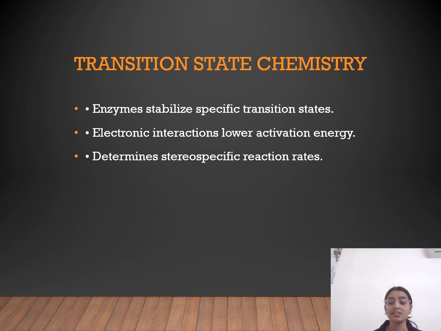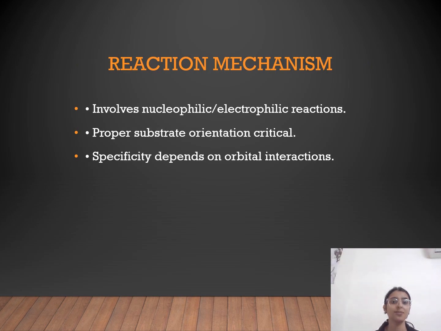Now, what is transition state chemistry? It is simply when enzymes stabilize a specific transition state, and electronic interaction lowers activation energy. It determines stereospecific reaction rates. Now, the reaction mechanism. It involves nucleophilic or electrophilic reactions. Proper substrate orientation is critical, and the specificity depends on orbital interaction.